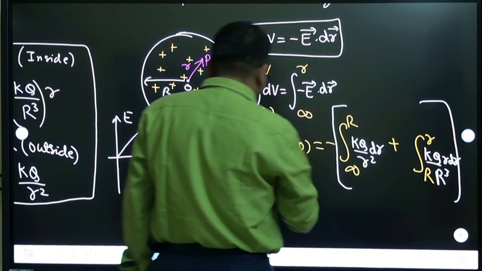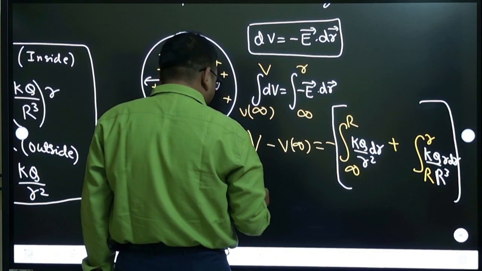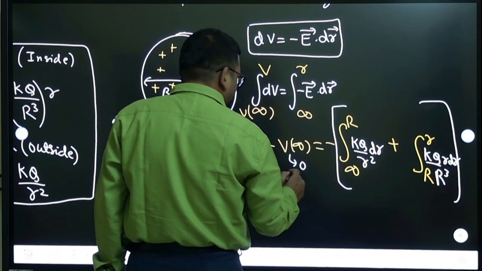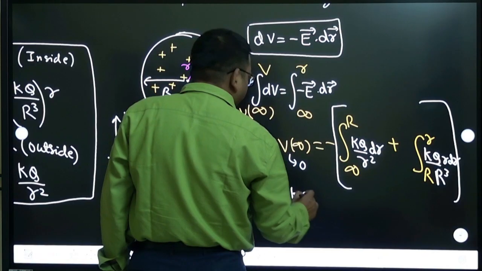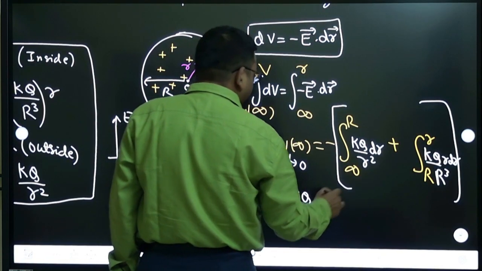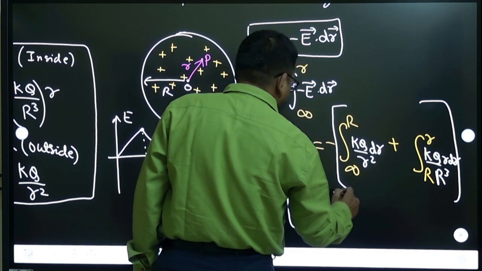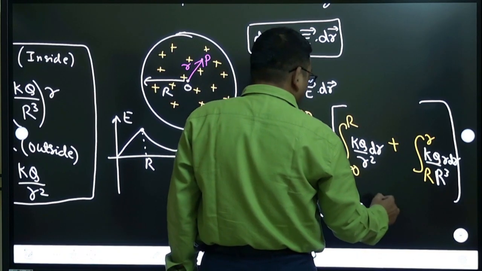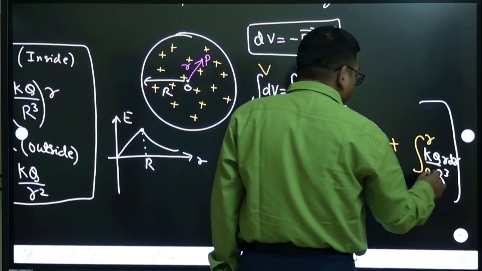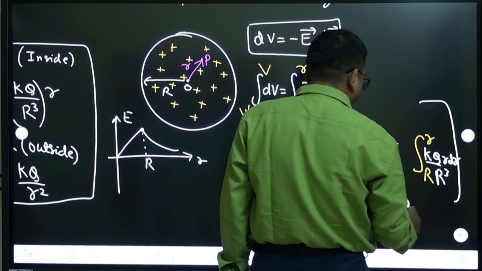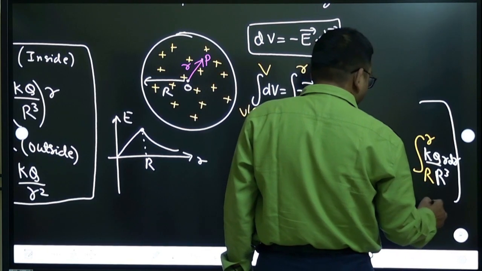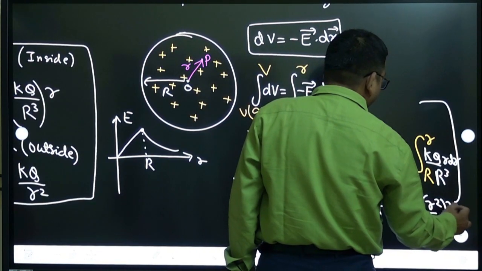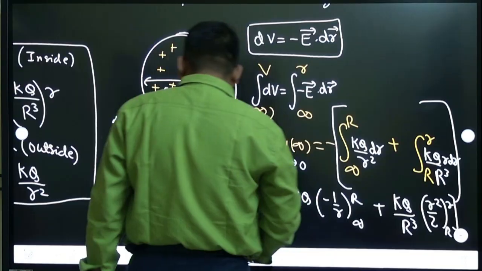Now the potential at infinity is 0, so this term is anyway 0. So try to solve this. Here kQ comes out, 1/r² integrates to -1/r, going from infinity to capital R. Plus here also kQ/R³ comes out, and the integration of r is r²/2, going from capital R to small r. Let us try to do this.